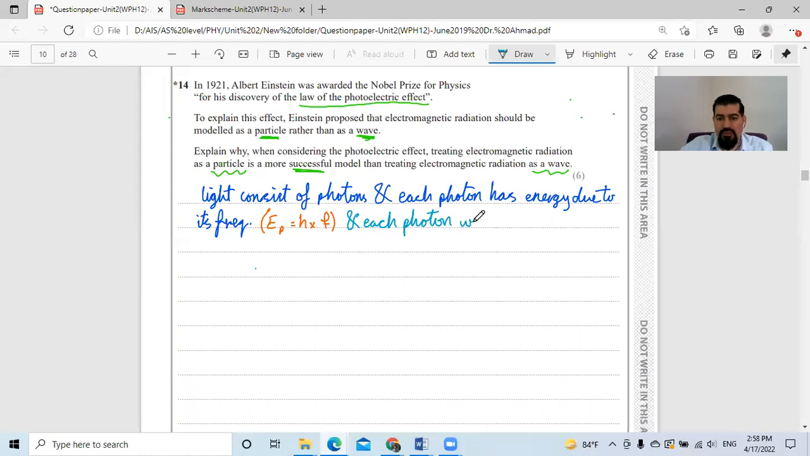And each photon will interact with only one electron.